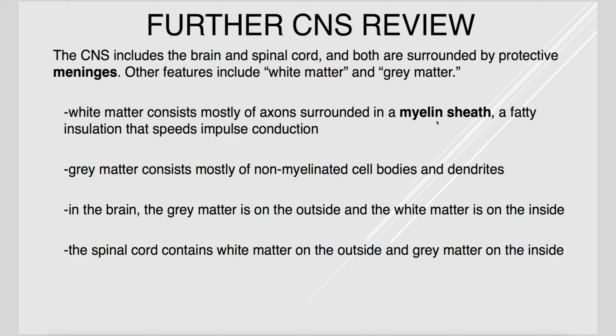Now, the central nervous system also has white matter and gray matter, and the white matter is really composed of axons that are myelinated. That's why it looks white, because of that fatty myelin that surrounds the axons. And of course, the myelin is important for speeding impulse conduction down the axon. Gray matter is going to be non-myelinated tissue, so cell bodies and dendrites. In the brain, the gray matter is on the outside and the white matter is on the inside, and in the spinal cord, it's the exact opposite. So the white matter is on the outside and the gray matter is on the inside.